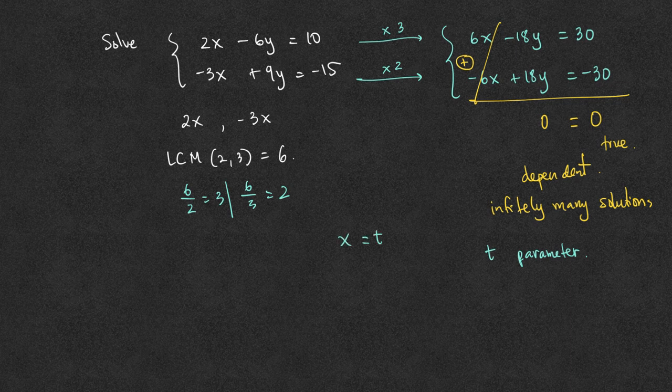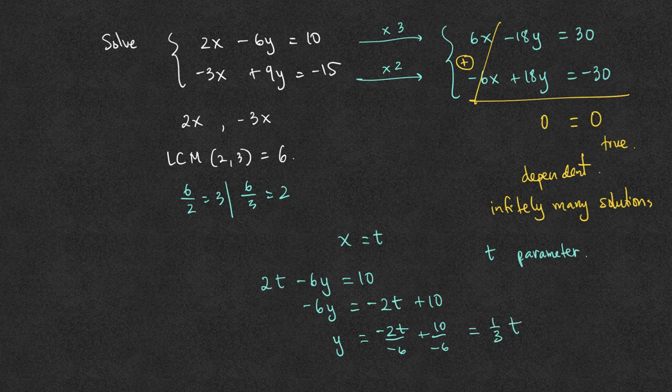We then isolate y to obtain y in terms of t using any of the given equations. If we use the first equation, then we have 2x, but x is now t, minus 6y equals 10. Negative 6y equals negative 2t plus 10. We then divide both sides of the equation by negative 6 to obtain y equals negative 2t over negative 6 plus 10 over negative 6. So this is 1 over 3 t minus 5 over 3.